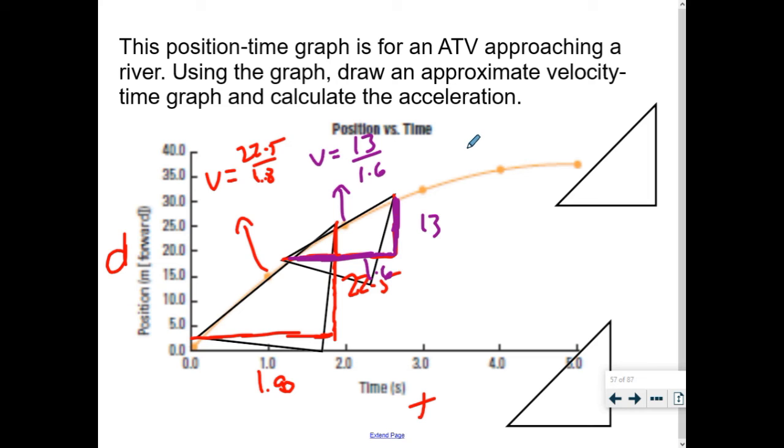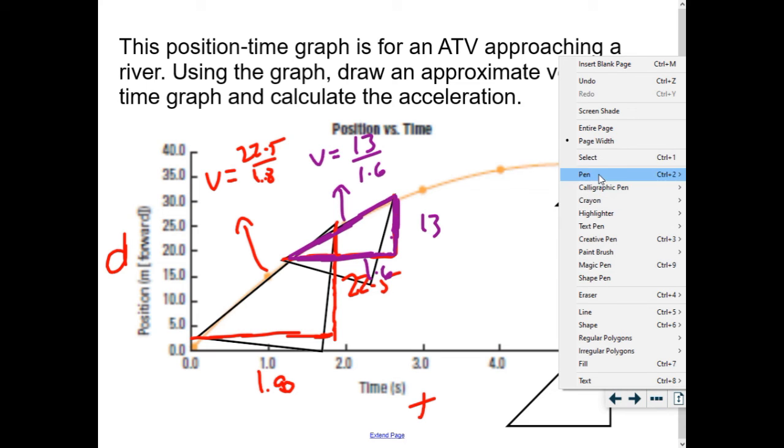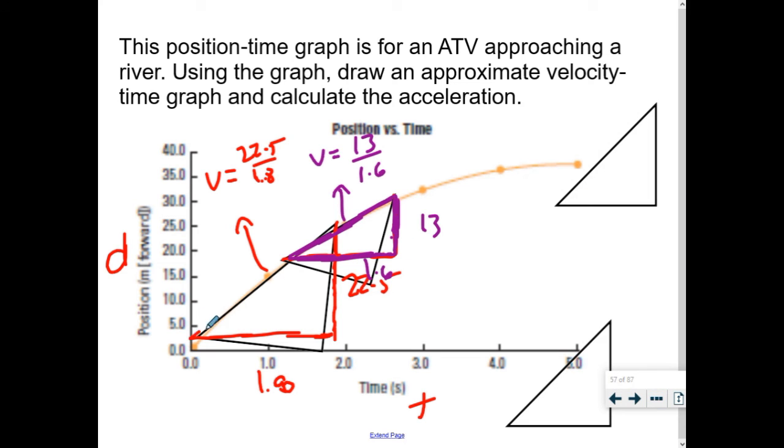It's not nice, it's not ideal, but you ultimately make a triangle out of it. So let me draw the triangle nicely here. Here's your triangle. The hypotenuse of the triangle is a tangent, and you find a rise over run for it. So I found this tangent right here. Rise over run is about my velocity. I'm going to change my mind. Let's find these velocities real quick. 22.5 over 1.8 is about 12.5.